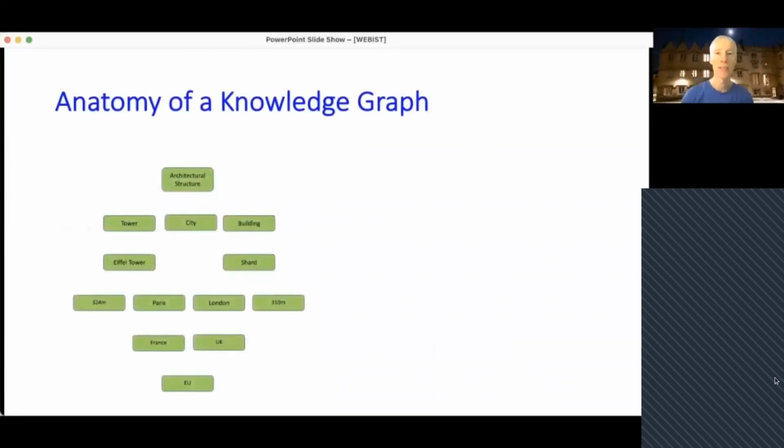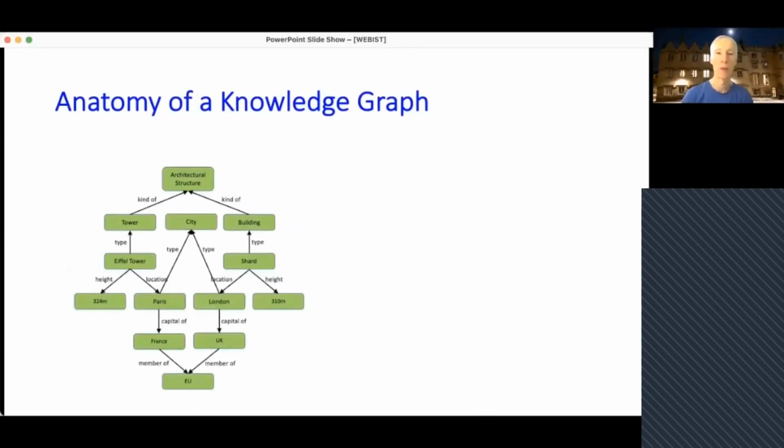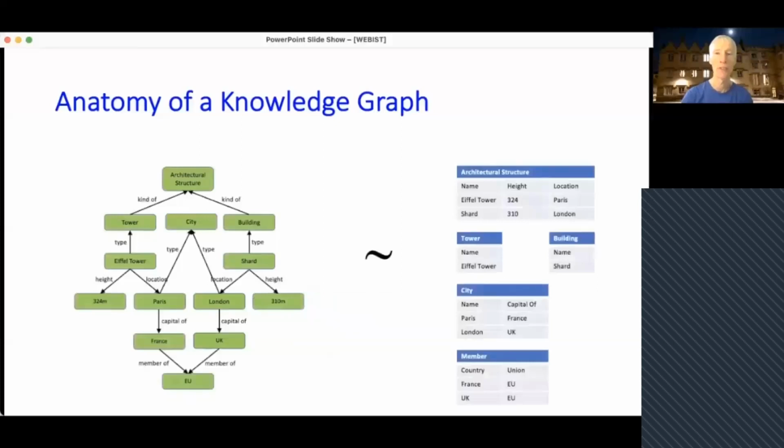A knowledge graph consists of a set of entities and values which make up the vertices of the graph, and these are connected by labeled edges that capture relationships between pairs of entities or between entities and values. In RDF, a single such edge is called a triple. It's also interesting to note that we could store this information in a roughly equivalent way in a relational database, for example, using tables like these. However, the graph form has significant advantages.